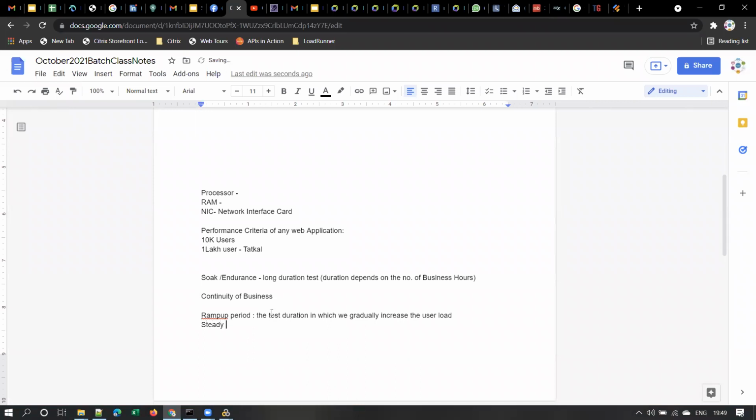The next period is called the steady state period, in which we maintain some constant or fixed user load. And ramp down means the test duration in which we gradually decrease the user load. That is called the ramp down period.